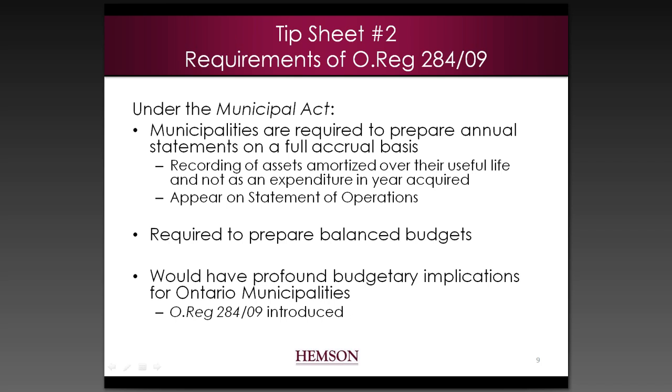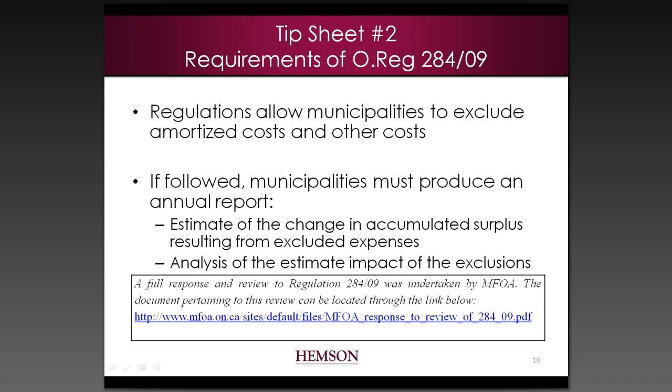And so on slide number 10, we begin to look at what the requirements of the regulations permit us to do. And really it allows municipalities to exclude the amortization costs of some things and other costs. But it then requires you to produce the annual report to estimate what the cumulative change is arising from those accumulated expenses, and ensure that municipalities are knowledgeable about that and beginning to make provision for that over time. And you need to analyze or estimate the impact of such exclusions.